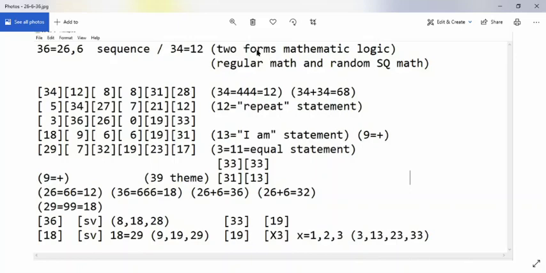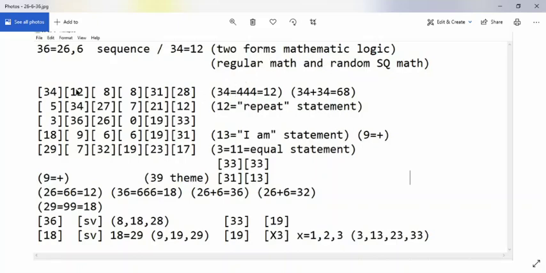And there I'm going to explain the two forms of mathematical logic. That's regular math, which we all know is basically second grade level math, so it's no problem. I think you can handle that. And then we have the random sequencing math, which is different mathematics, but also very simple. In fact, I would consider it first grade level math. So that's no problem too, right? Let me explain a few things here.